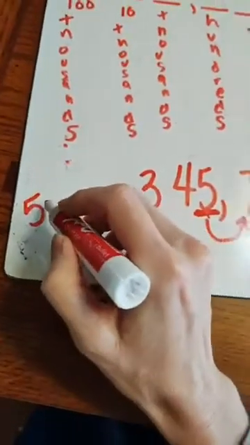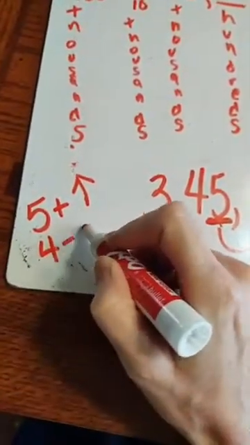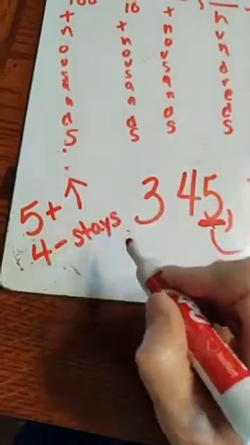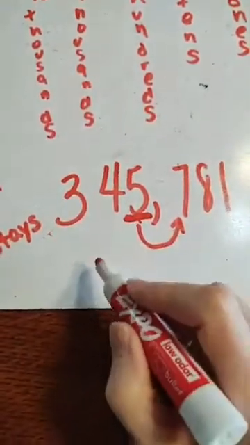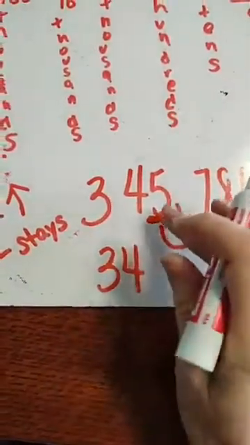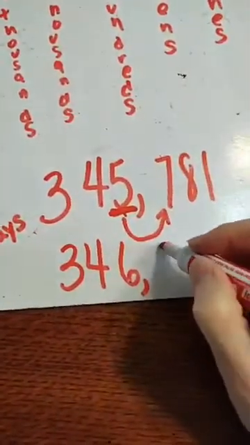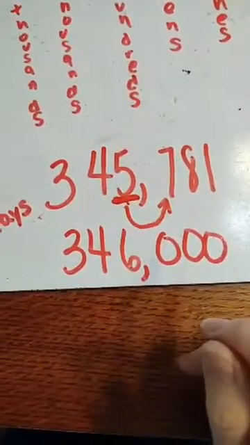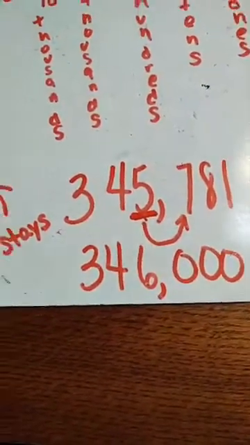If the number that I've drawn my arrow to is 5 or greater, then my number goes up. If it's 4 or less, it stays. We have 7. That's more than 5, so my 5 is going to go up 1. Anything to the left of my 5 stays, and anything to the right of my 5 becomes zeros. So if I round 345,781 to the nearest 1,000, it becomes 346,000. All right, let's try another one.